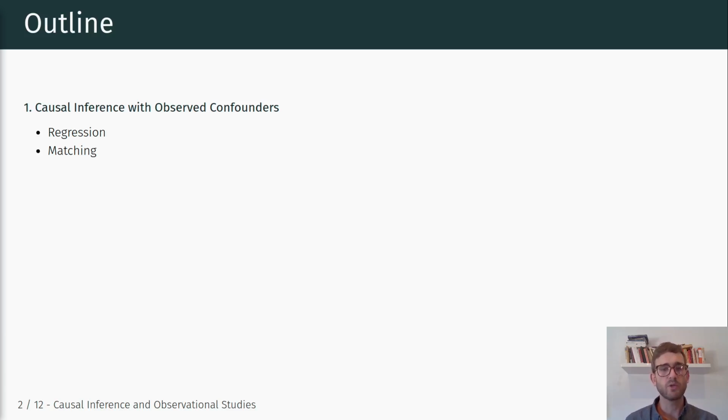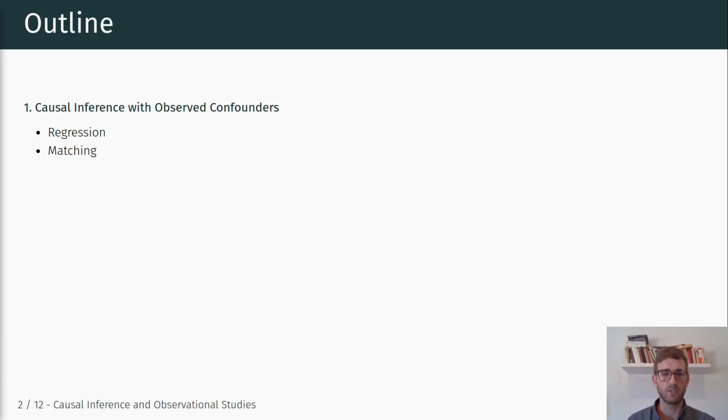Here we're going to talk about the case where all potential confounders that affect both the treatment and the outcome are observed, are measured, and are included and available to us in the data. So we are able to adjust and control for all potential confounders that might bias our inferences. Specifically, we're going to talk about two different methods of adjusting and controlling for these confounders.